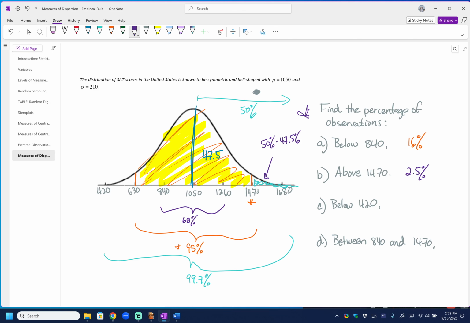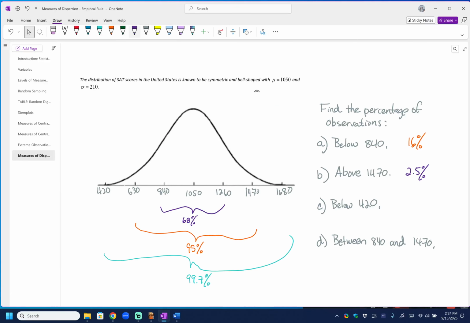1470 in our curve. Okay, so if you understood letter A and B in my examples here, then letter C should be pretty much along the same lines. If we were to look below 420, you'll see that's going to be at your third standard deviation mark, which correlates to 99.7%. So if we were to basically go through this entire curve from 420 to 1680, then what are we looking at? We're looking at an area of 99.7%.